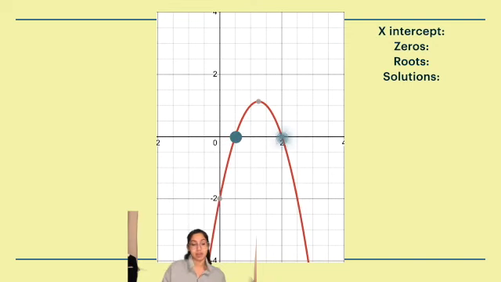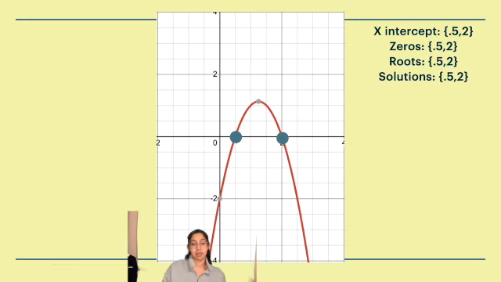I've got one right there, and I've got one right there. So I would write them both from least to greatest, so 0.52, and the other one. Next, my y-intercept is over here at -2. So that is (0, -2).